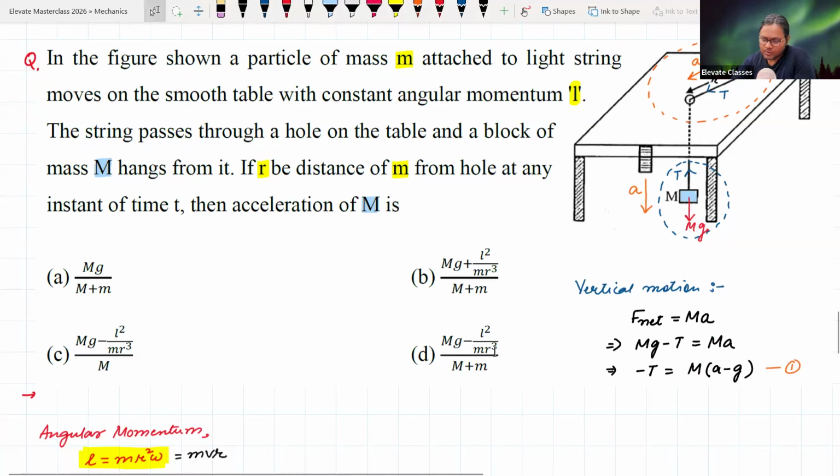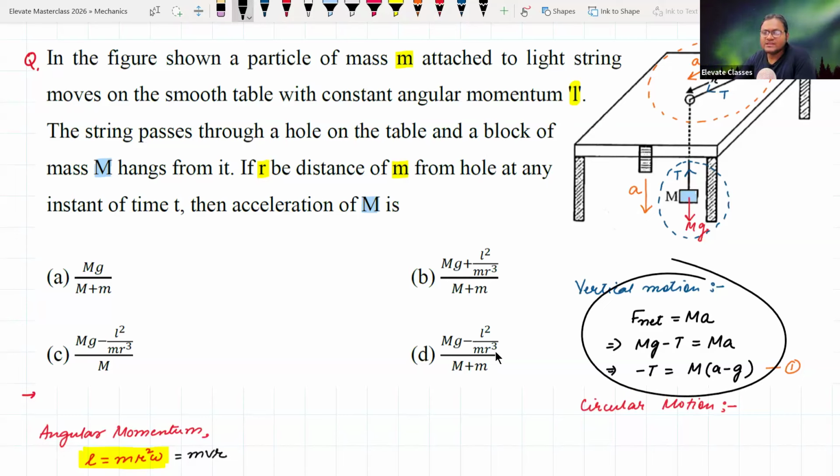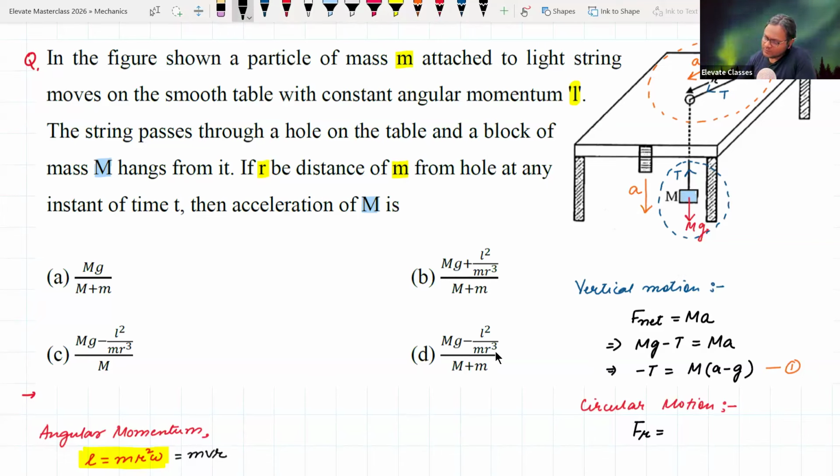ऑलराइट, now let us look at the circular motion of the upper mass. We looked at the vertical motion of the lower mass. Now in the vertical motion, we can write this equation because it's a vertical motion. We can think of this as the y-axis. But if we talk about circular motion, I need to use polar coordinates. So let me use F R. F R is equal to M R double dot minus R theta dot square.